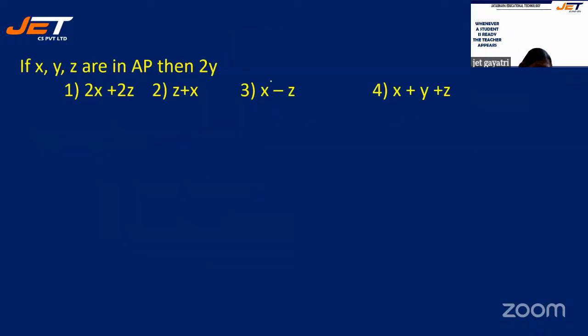x, y, z are in AP. Then what is 2y? It's a very pretty sum, right? So x, y, z are in AP. Then what is 2y? Here four options are given: 2x plus 2z, z plus x, x minus z, x plus y plus z.